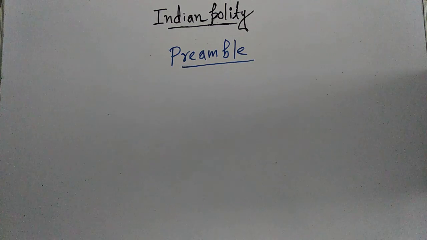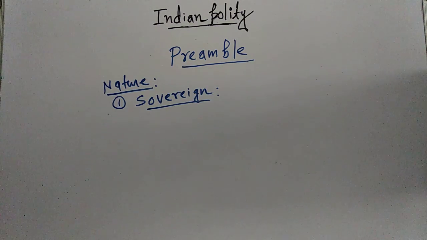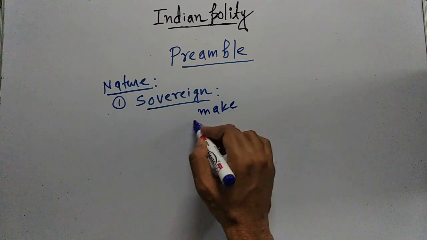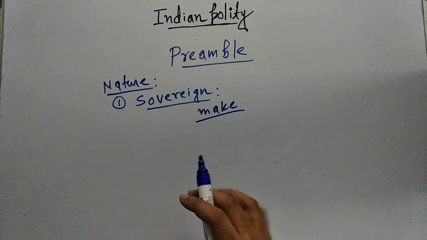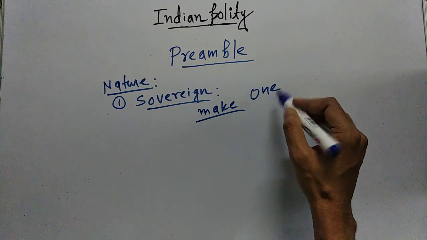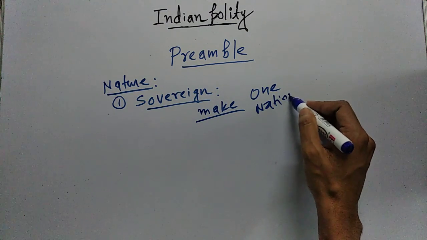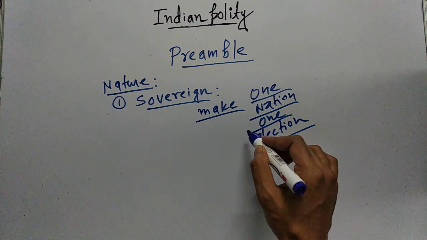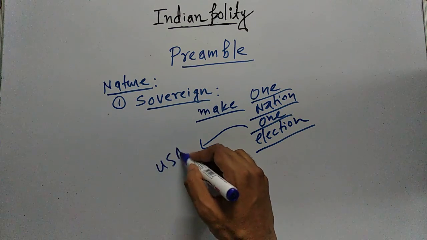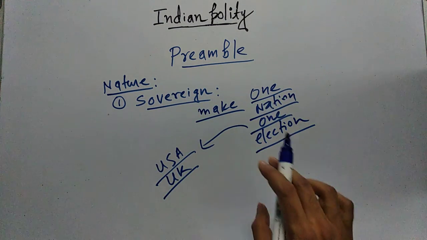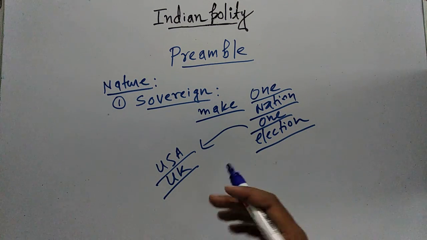Let's start with the nature of the Indian state, and let's start with sovereign. So what is the meaning when we say that India is sovereign? That means that India can make any decision with respect to itself without any interference by any other country. For example, tomorrow, if India wants to implement One Nation, One Election, then India can take the decision without taking the permission of another country. India does not have to take permission from the USA or UK because India is sovereign. India can take any decision with respect to itself without interference by any other country.